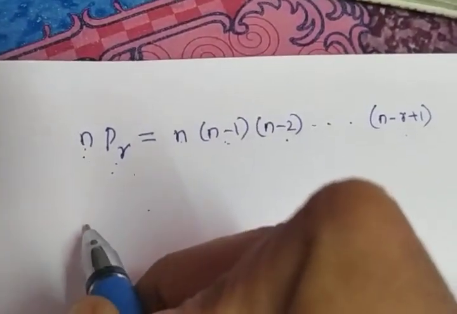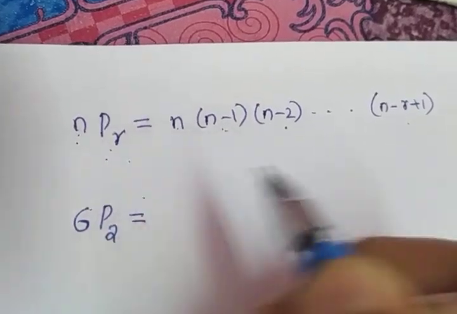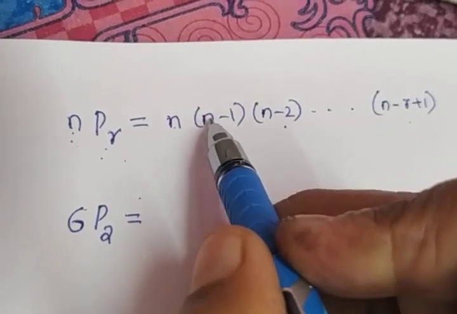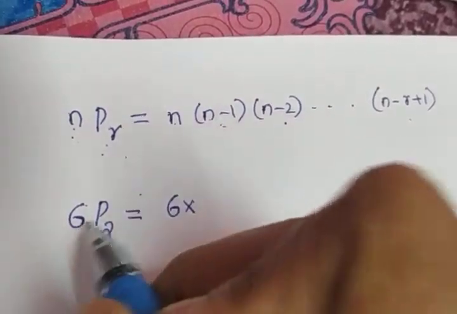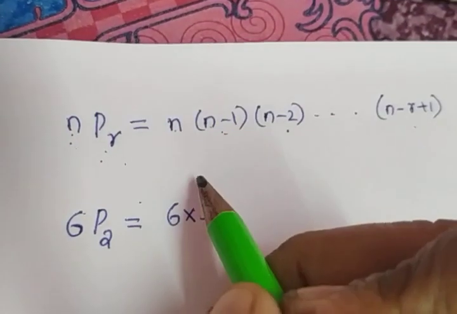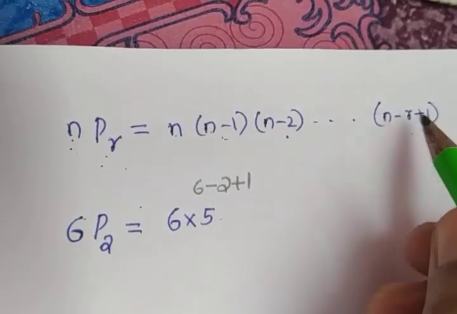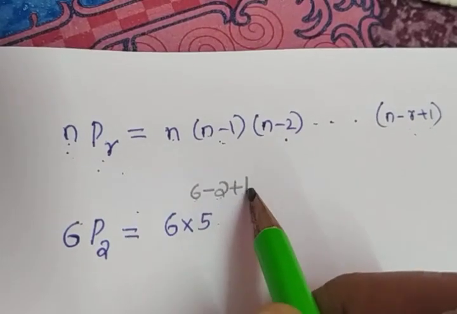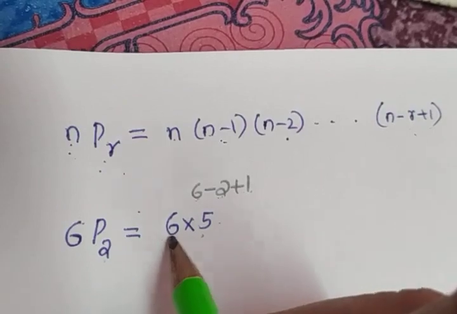For framing another equation, we are just going to take an example. Instead of derivation, we will take an example and we will prove. By using this formula, what is 6P2? 6 into n minus 1, that is 6 minus 1, 5, into etc. Up to which value do I have to take? 6 minus 2 plus 1, isn't it? n minus r plus 1, that is 6 minus 2 plus 1. 6 minus 2 is 4, 4 plus 1 is 5. So I have to stop at 5. So 6P2 means 6 into 5.